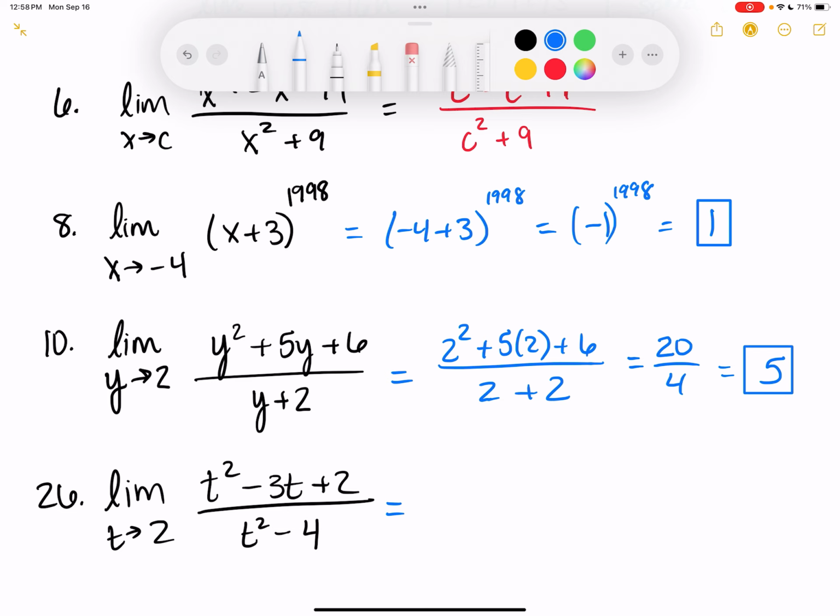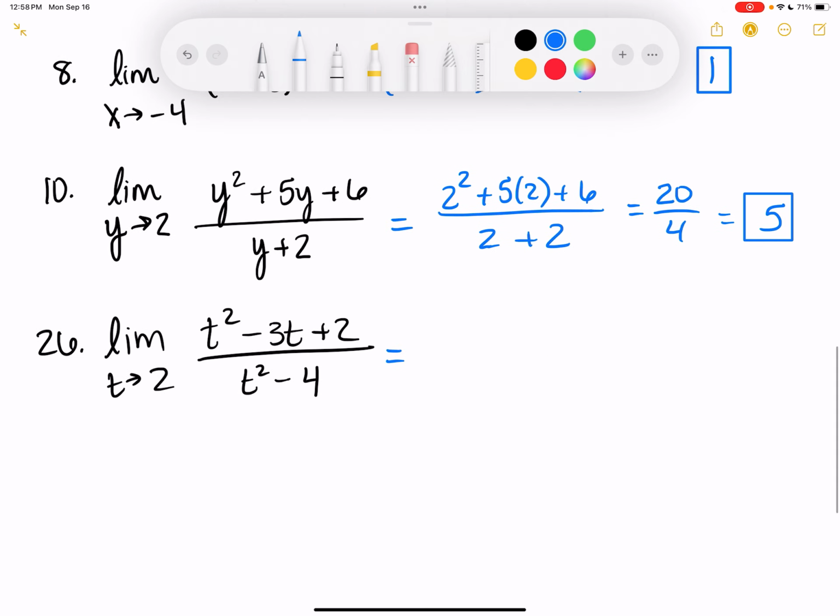Now, at initial glance, if I plug a 2 in for t on the bottom, what's going to happen? It's going to give me a 0. So I know that I can't have that. Not allowed. So I am going to attempt to factor and see if I can cancel anything first, because I don't want to have an undefined limit.